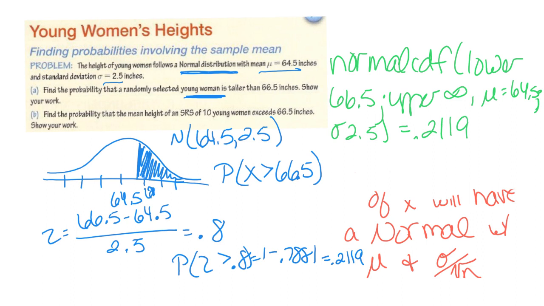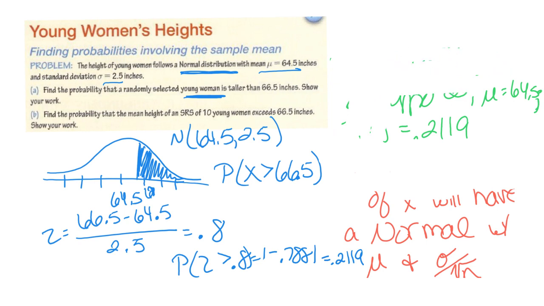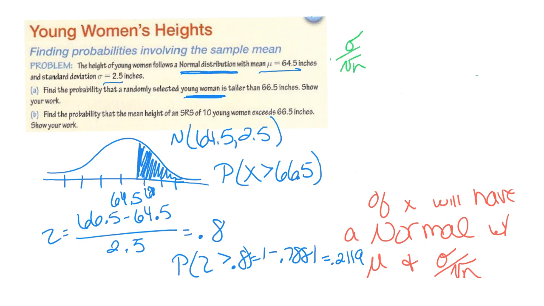So now let's look at the second part of this problem, part B. Find the probability that the mean height of an SRS, a simple random sample, of 10 young women exceeds 66.5 inches. Show my work. So what I need to be doing now is thinking, okay, I'm going to be taking lots of samples here, so now I need to shift my curve a little bit. I know that my population distribution is approximately normal, and I need to double check that I can use my standard deviation formula.